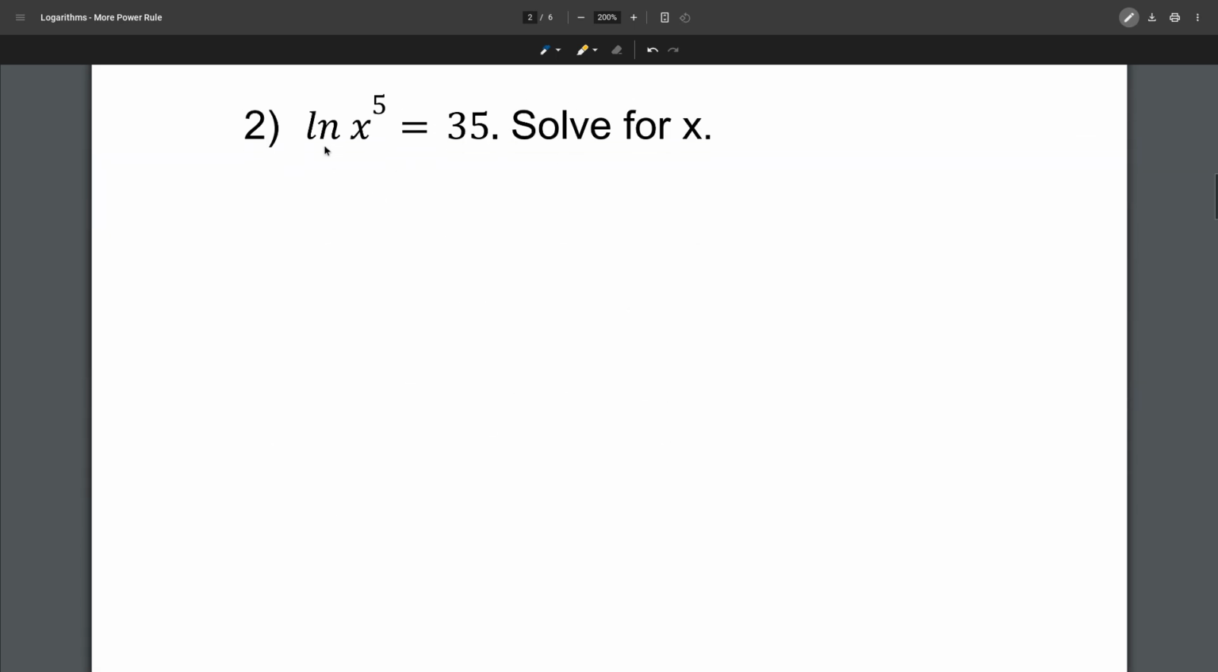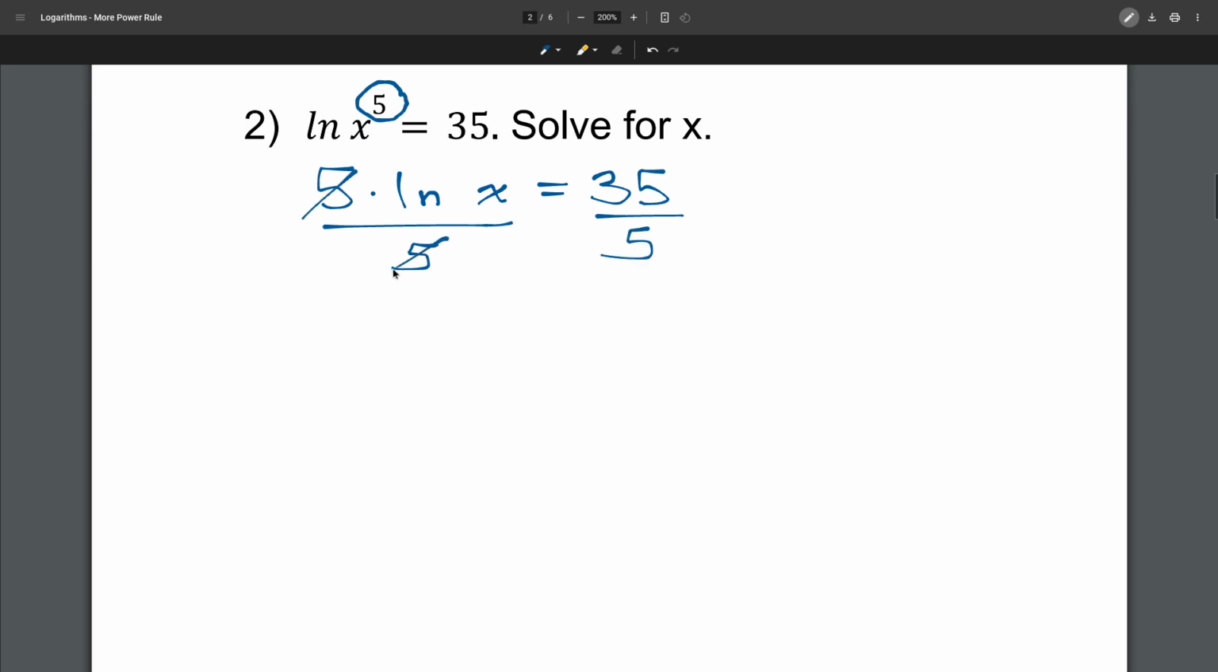All right, so in this one we have the natural log of x to the 5th equals 35. We want to solve for x. Again, we're going to take this power 5 and multiply it by the natural log of x and set that equal to 35. We can now divide both sides by 5. So we're going to get the natural log of x equals 7.